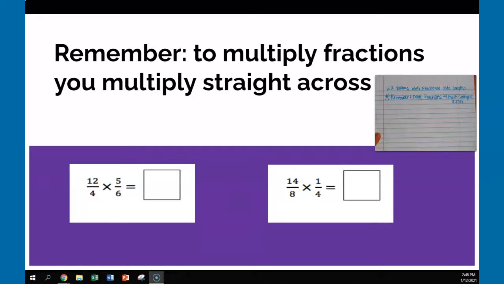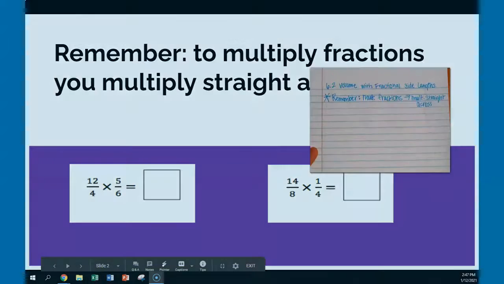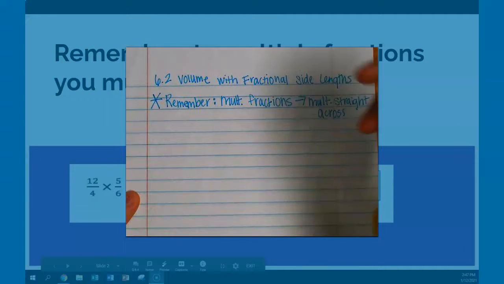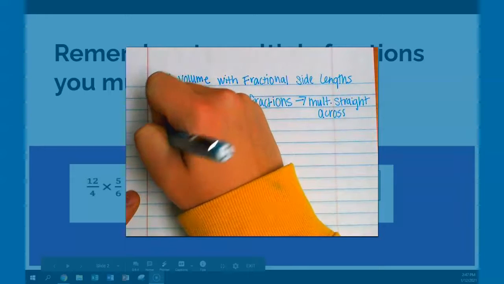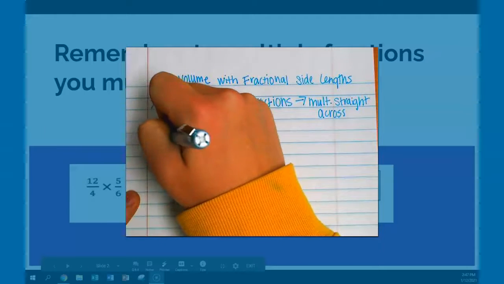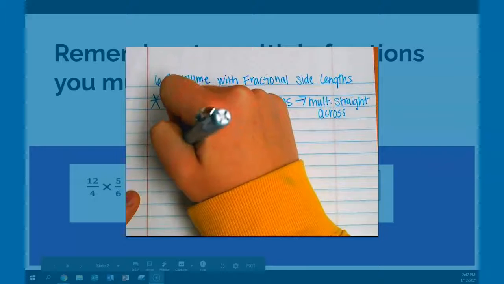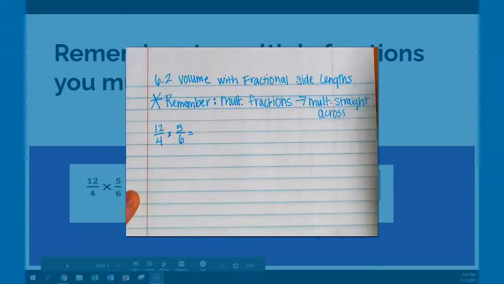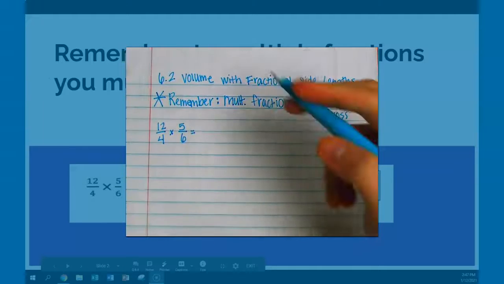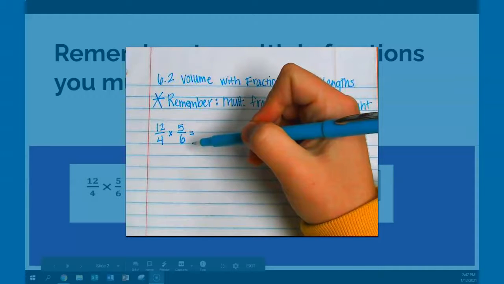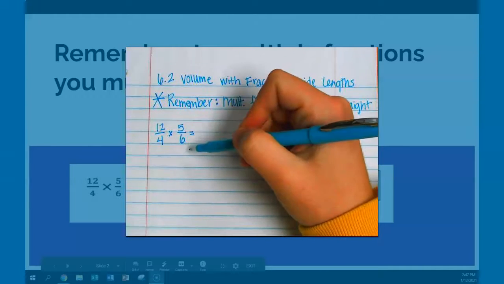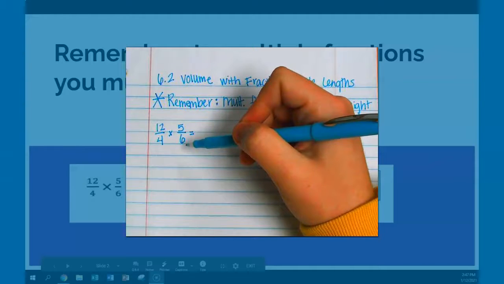A couple examples that we're going to do, the two on the board, if you want to jot them in your journal. I'm going to blow my notes up so you can see. We've got 12/4 times 5/6. Remember, when we're multiplying fractions, I could multiply straight across, but I want to look to cross simplify first, just to make sure I don't have to reduce at the end.